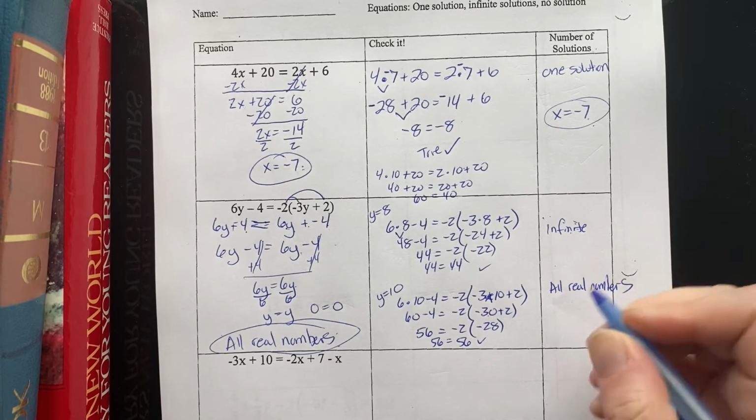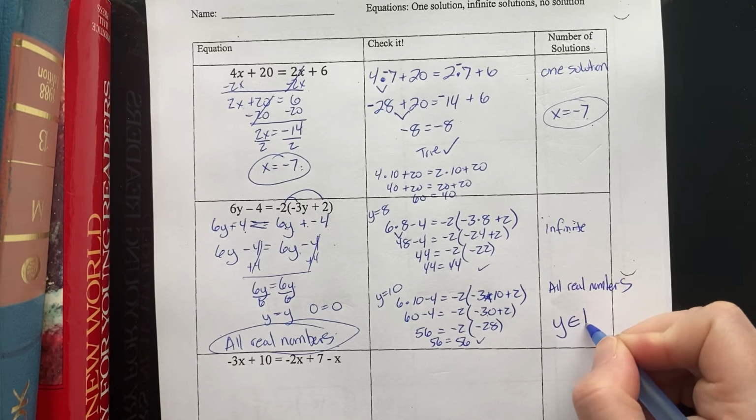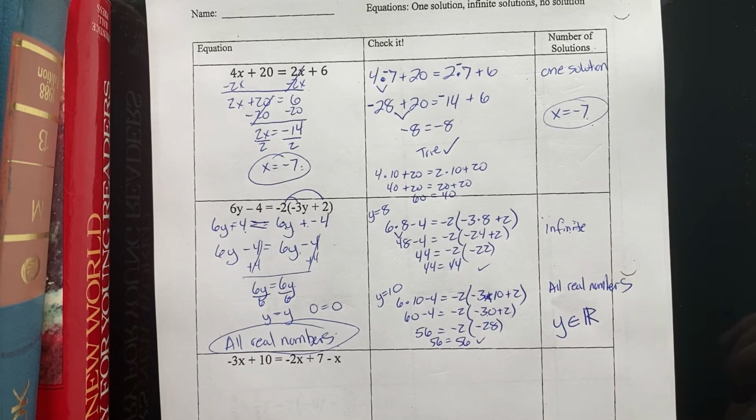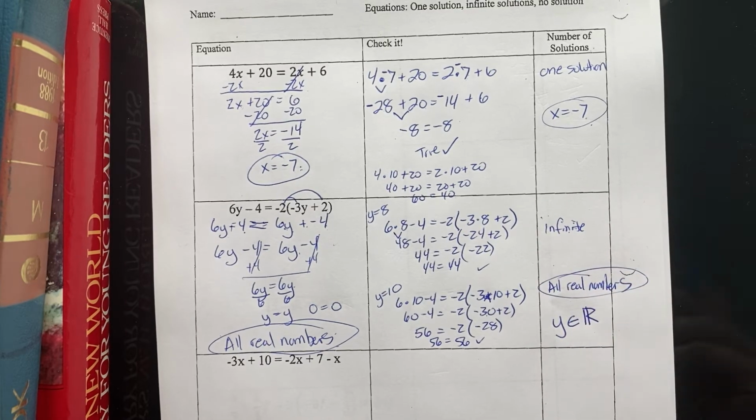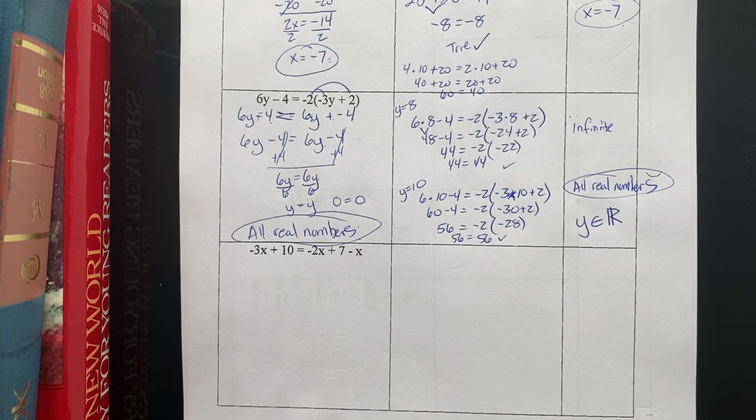And remember, if you're using Photomath, you're going to see y is the set containing all real numbers. I don't care which one you write. They're both mathematically correct. Last one on this page. I'd like you to try to hit pause, attack it on your own.